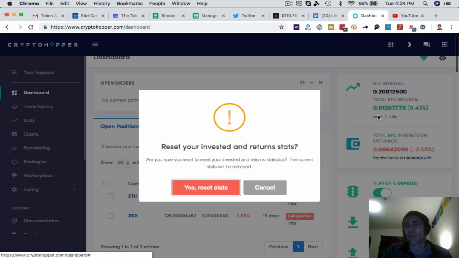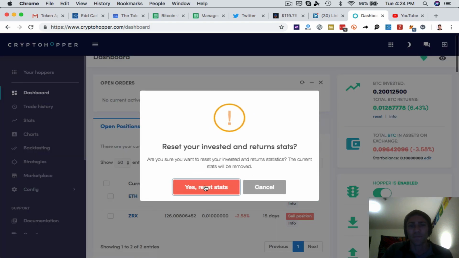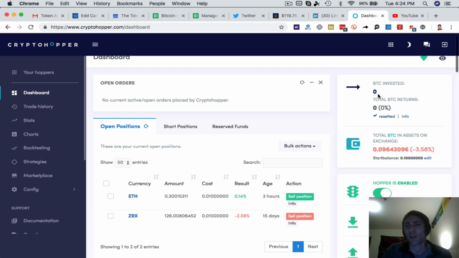Let's go ahead and reset it this week, now that we're more or less starting with a new strategy. And this is really the number to watch because this is the balance. I don't have anything else in the Bittrex account. This is now purely just for the Hopper experiment.